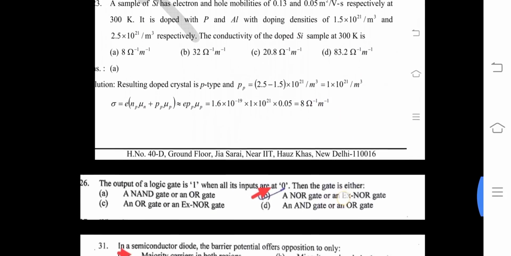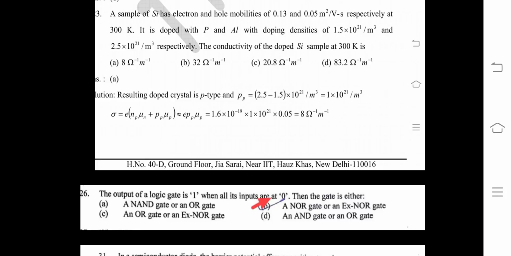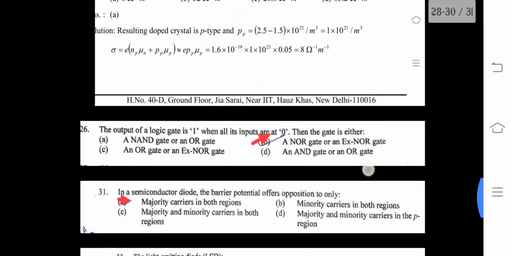Then the next question is, the output of a logic gate is 1 when all inputs are 0, then the gate is either. In an OR gate or AND gate, when inputs are 0, the output is always 0. So just check the options. Definitely A, C and D are not the correct options. So B is by default the right answer. You can check also, B is the right answer.